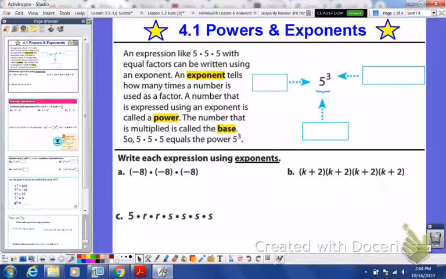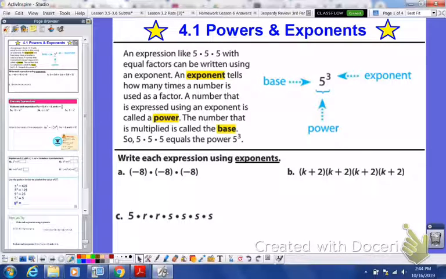So, a lot of words there. We break it down over here. Our 5, that's a number that will be repeated, is called the base. The 3 then, I think we already know, is our exponent. Then this whole thing together, our 5 to the third, is called a power.